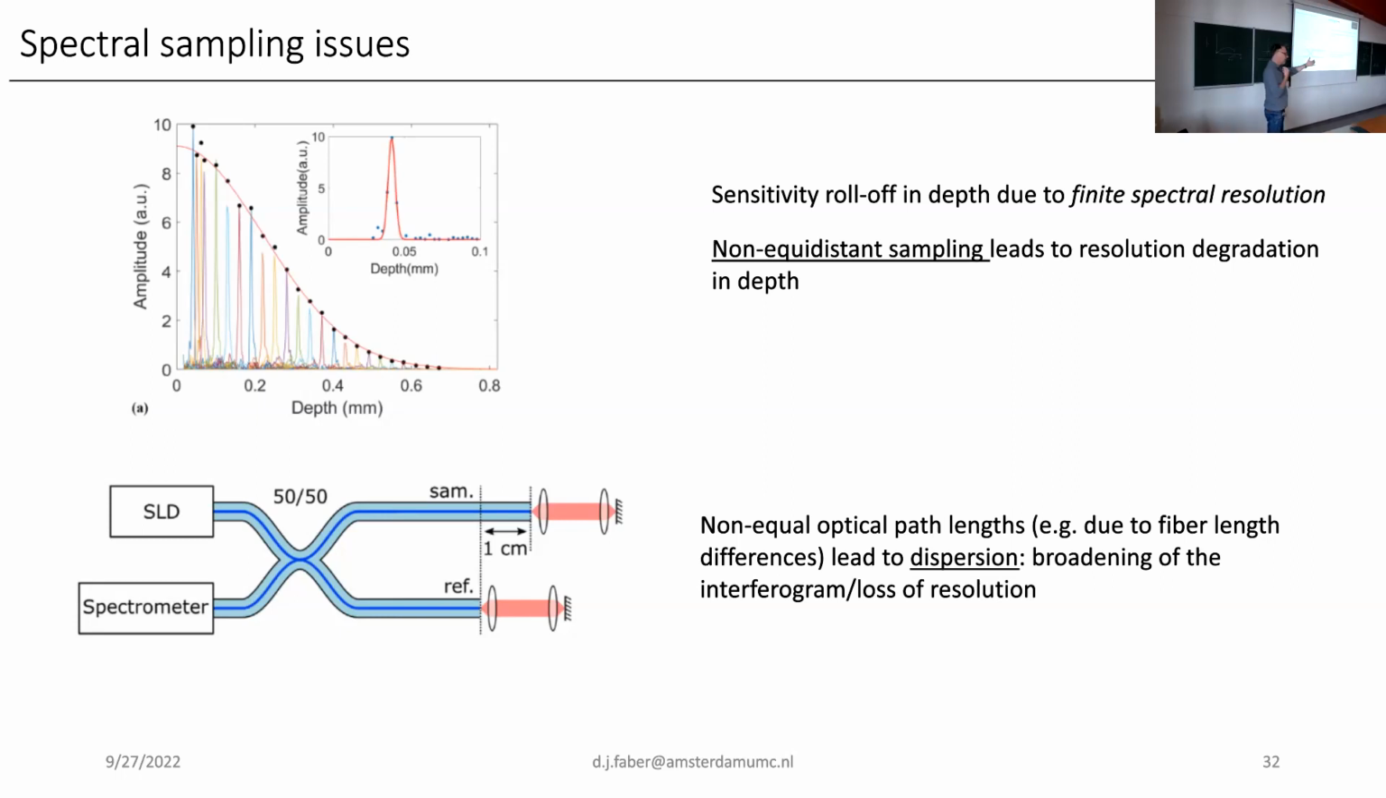Because if light travels through more glass fiber in one arm compared to the other one, you get an effect that is called dispersion. It means that the appearance of the signal is broadened. If you have more dispersion, it's broadened more. That leads to a loss of resolution. The peak gets more broad, so the resolution with which you can pinpoint certain reflection levels is reduced.